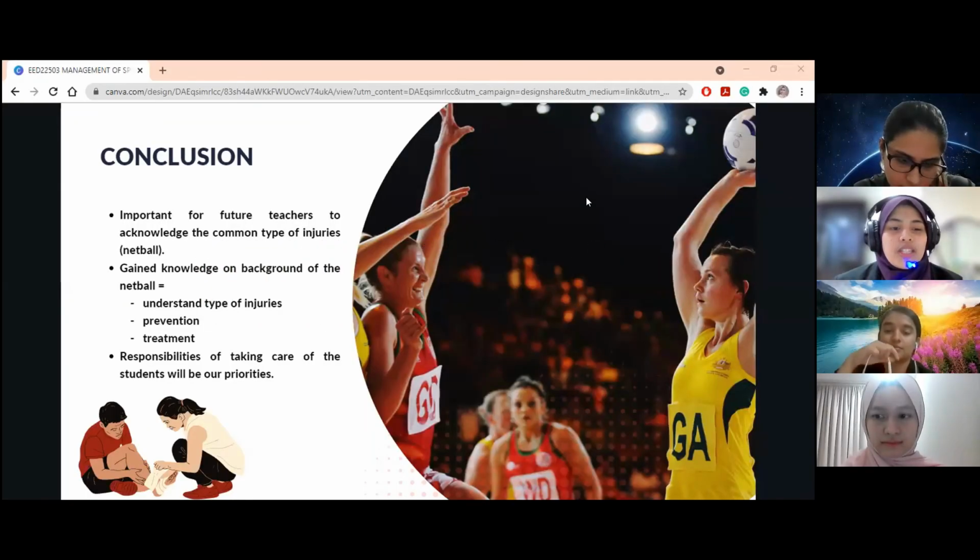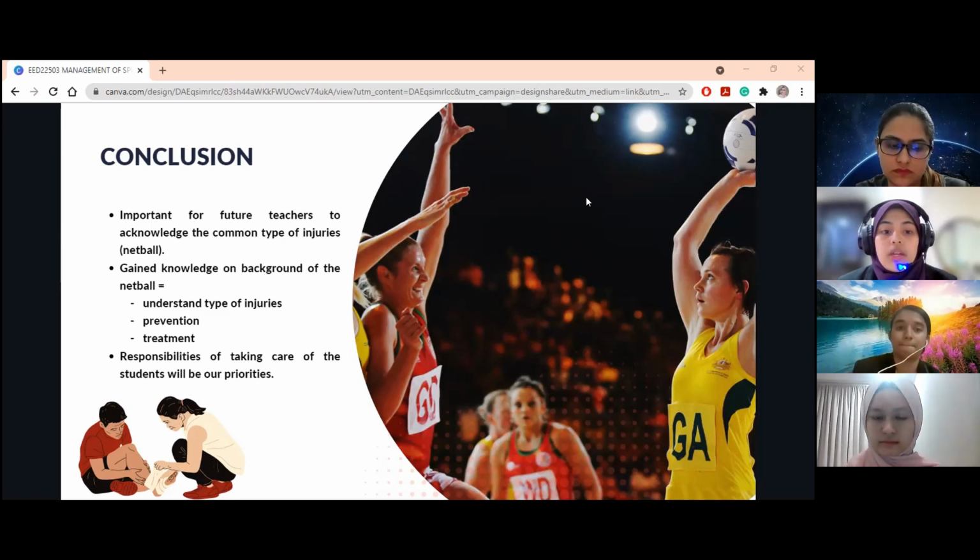So for the conclusion, we realized the importance for future teachers to acknowledge the common types of injuries, especially in netball, because we know that netball is one of the famous games conducted in many schools. And by this assignment, we have gained knowledge on the background of netball, where we understand the types of injuries, the prevention, also the treatment, and the responsibilities of taking care of the students would be our priorities. So that's all from us.